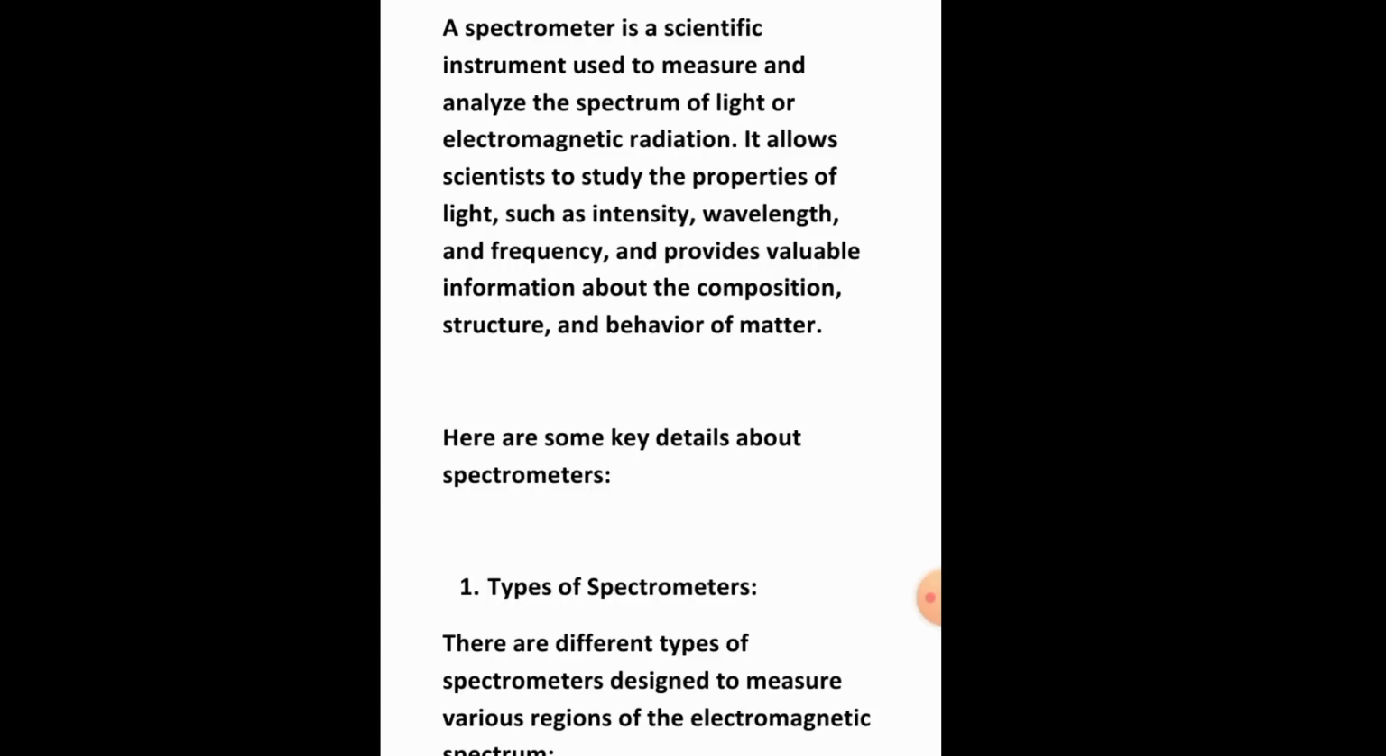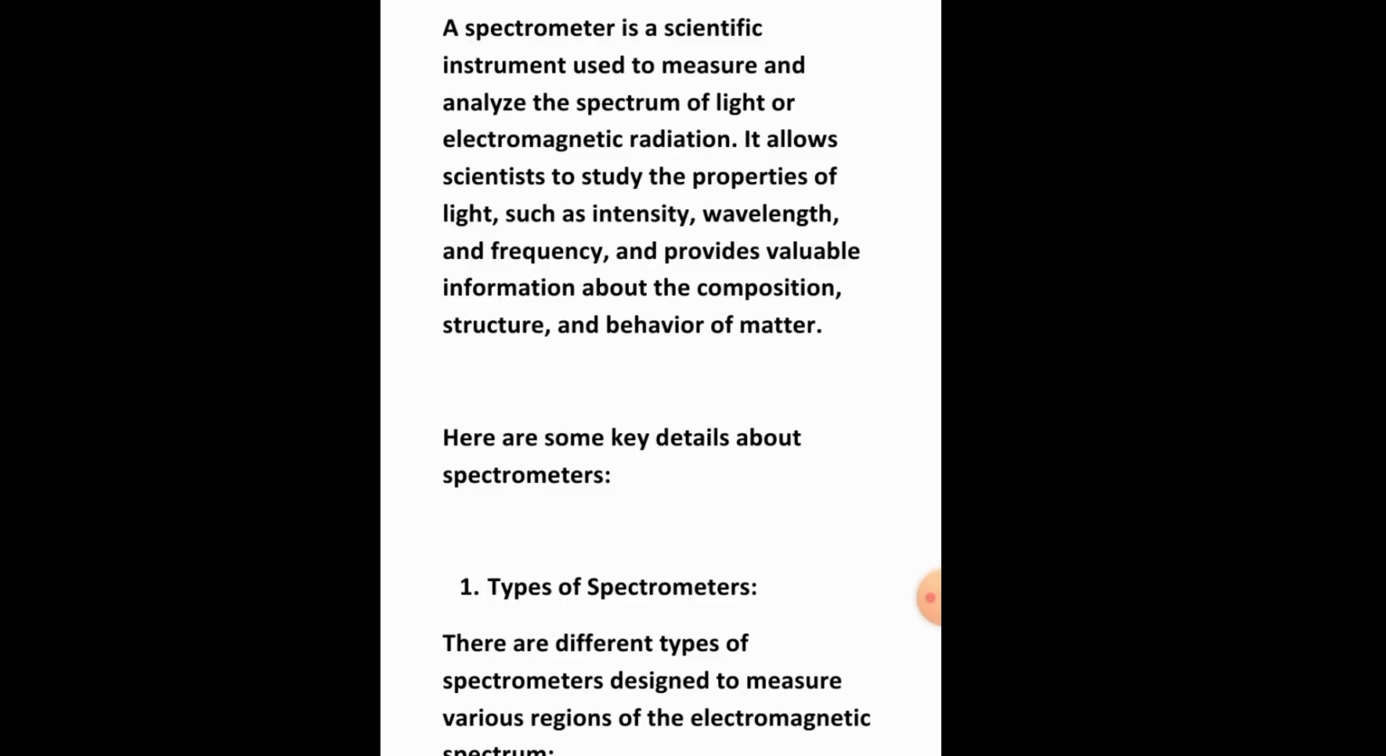A spectrometer is a scientific instrument used to measure and analyze the spectrum of light or electromagnetic radiation. It allows scientists to study the properties of light such as intensity, wavelength, and frequency, and provides valuable information about the composition, structure, and behavior of matter. Here are some key details about spectrometers.